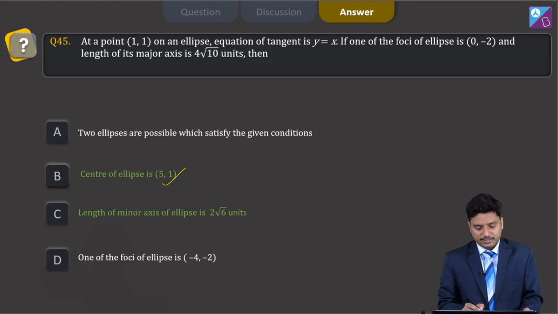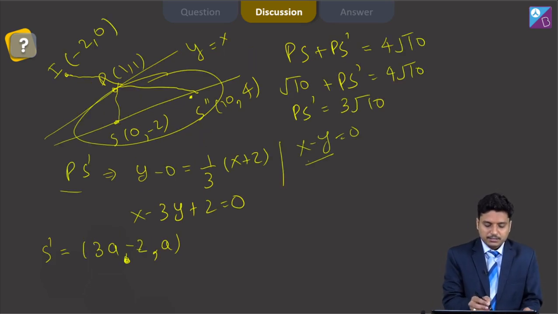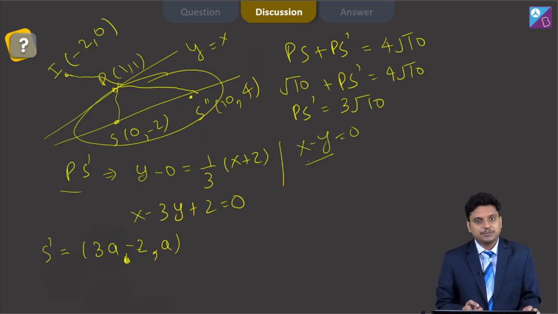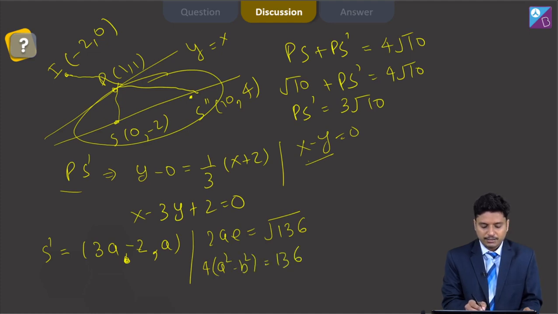While for length of minor axis, what we can do? We are already aware of 2a length. So this S dash, what is this? The distance between two foci is actually 2ae. So what is 2ae? 2ae in this case is coming out as under root 10 square plus 6 square, which is under root 136. So 4(a square minus b square) is actually 136. So a square minus b square is 34. A square minus b square is 34.